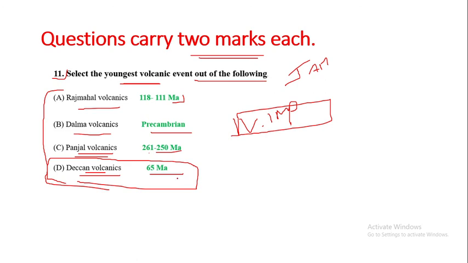Keep this always in mind; this question is very important. You need to remember all these ages: Precambrian, 261, 250 million, and 65 million. Which is the youngest? Deccan volcanics is the answer for this question.